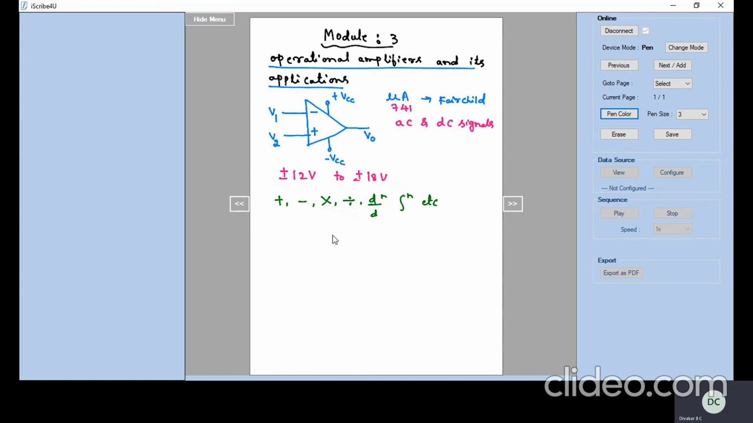The negative terminal is called the inverting input terminal. The positive terminal is called the non-inverting terminal, and it has one output terminal. V0 is equal to AV into VID, where AV is the voltage gain. It is defined as the ratio of output voltage to the input voltage, and VID is the differential voltage, which is defined as the difference between the input voltages applied to the input terminals of an operational amplifier.